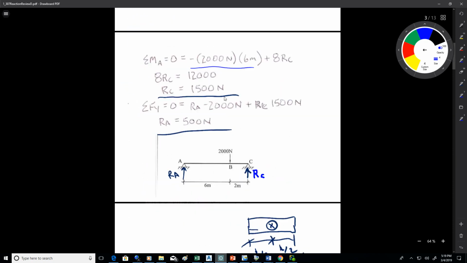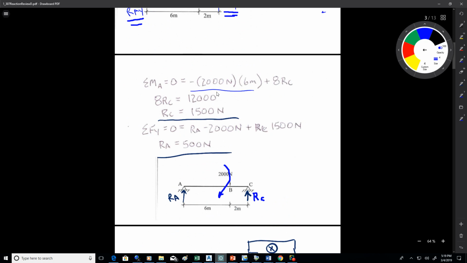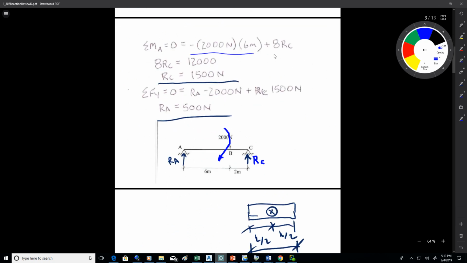All right, so I'll have 2,000 times 6 meter moment arm. The 6 meter moment arm is perpendicular to the 2,000 newton force, and that'll come around clockwise, so it gets a minus. So minus 2,000 times 6, and what reacts to that is RC with a moment arm of 6 and 2 makes 8. So that'll be positive. We can solve for RC, it's 1,500 newtons, up.